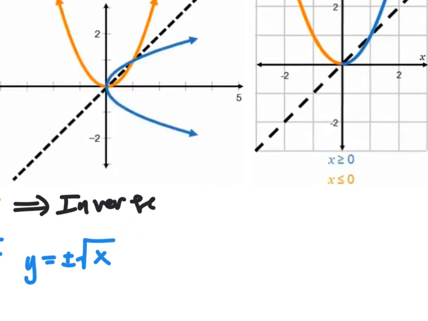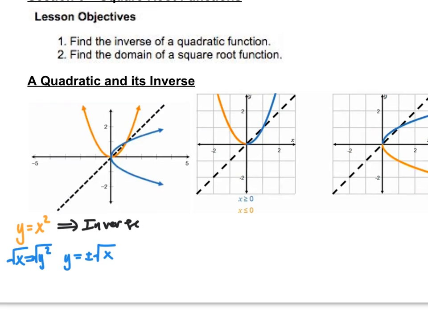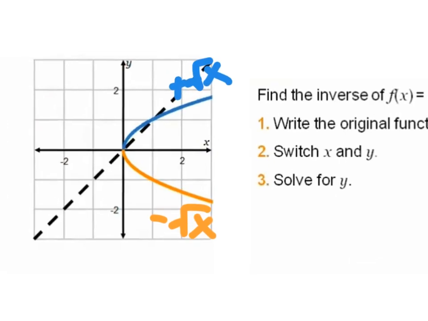And so what happens here is that you end up getting this. For this portion here, this is the positive square root of x, and this portion here is the negative square root of x. So we found the inverse, and the issue is that when you see the graph here, the inverse of a quadratic, this is not a function. When you have just y equals plus or minus the square root of x, this is not a function.